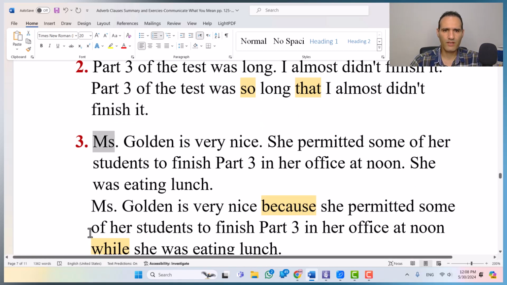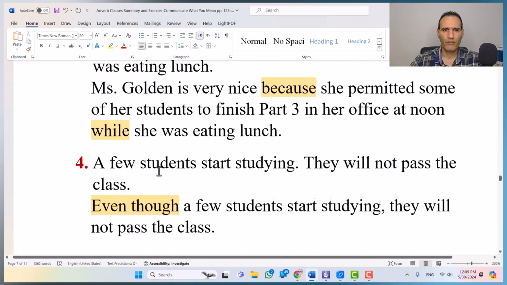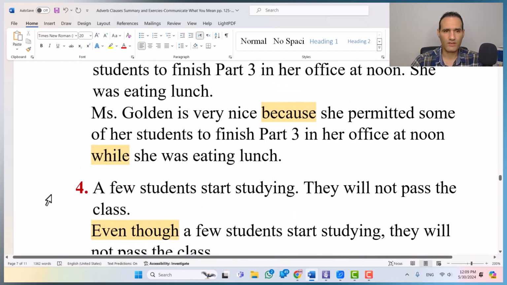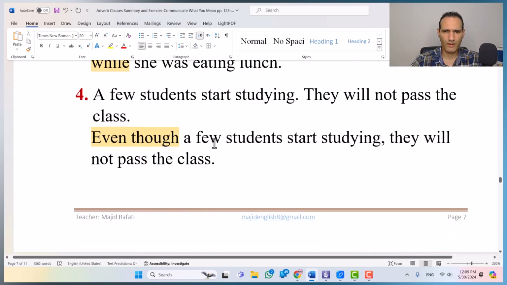Number 3. Ms. Golden is very nice. She permitted some of her students to finish part 3 in her office at noon. She was eating lunch. So, Miss Golden, as the name suggests, is very nice because she permitted some of her students to finish part 3 in her office at noon while she was eating lunch. Okay? Because and while.